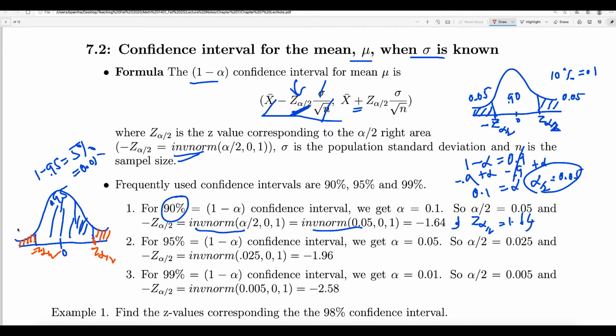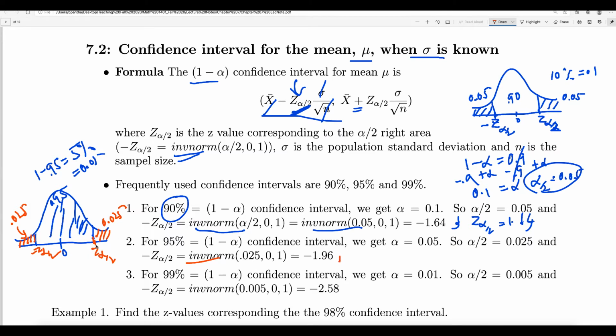So the left area, how much is this area? It is 0.025, right? Because this is half of the 5%, 2.5%, that is 0.025. Now if you want to find out negative z alpha half, what do you do? Inverse norm, and the area left of that is 0.025, so negative 1.96.